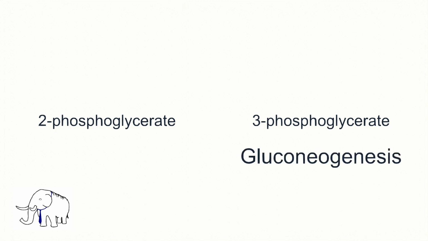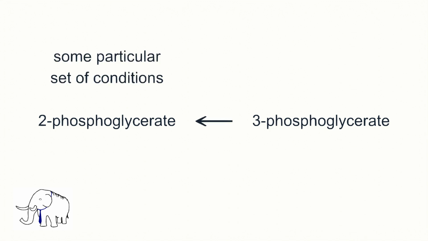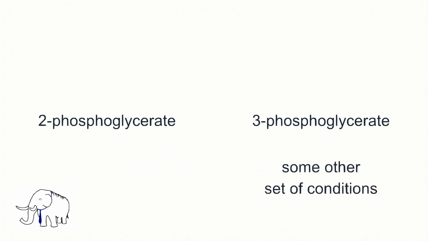Gluconeogenesis is another metabolic pathway. We can use gluconeogenesis to make new glucose molecules from various scraps and leftovers floating around in the bloodstream. And in gluconeogenesis, the reaction goes in the other direction, 2-phosphoglycerate to 3-phosphoglycerate. That means there must be some set of conditions where 3-phosphoglycerate to 2-phosphoglycerate is spontaneous, and another set of conditions when 2-phosphoglycerate to 3-phosphoglycerate is spontaneous.